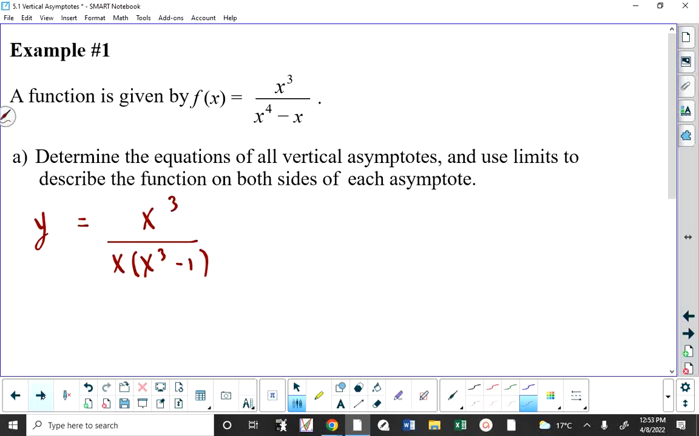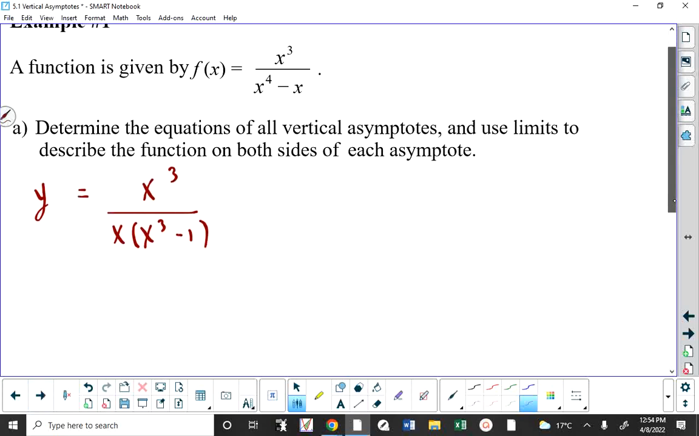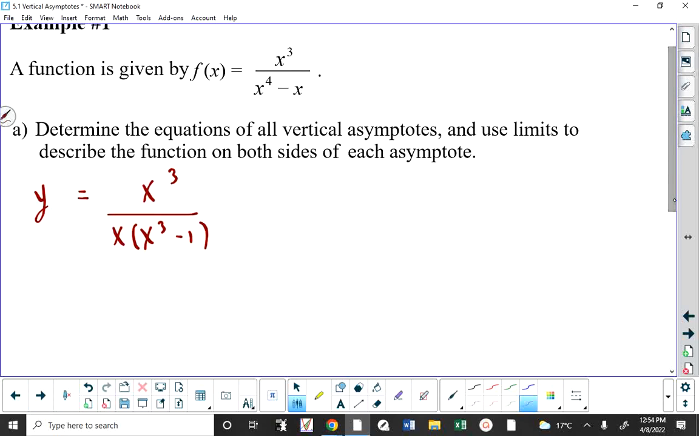It's no different, everybody, than analyzing a derivative. If you're going to analyze a derivative, you have to have the derivative in factored form. If you're going to analyze a second derivative, which we haven't done yet, you need it in factored form. So all I've done so far is I've factored an x out of the denominator, and now I can factor this further. I can write it as x cubed over x, and then the x cubed minus 1 factors into x minus 1, x squared plus x plus 1.